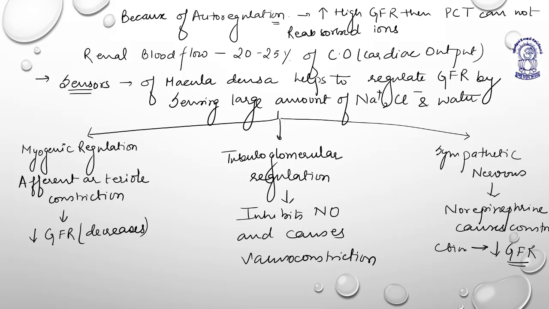So the GFR is auto-regulated by these three mechanisms. One is the myogenic regulation, second one is tubuloglomerular regulation, and third one is the sympathetic nervous system regulation, which secretes norepinephrine, which causes the constriction of the arterioles, and these arterioles further decrease the GFR. Okay.